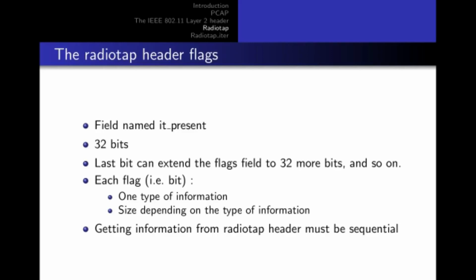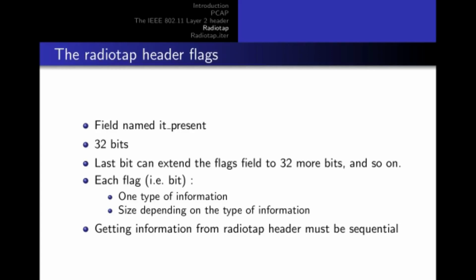The header flags, which is named it_present, is on 32 bits, with the last bit extending the flags field to 32 more bits, and so on. So the extended flag field can have its last bit set to 1, which means you have 32 more bits. Each flag, which is a bit, tells of the existence of one type of information in the header, and its size depends on the type of information, which is also defined in some header files in the development include directory.